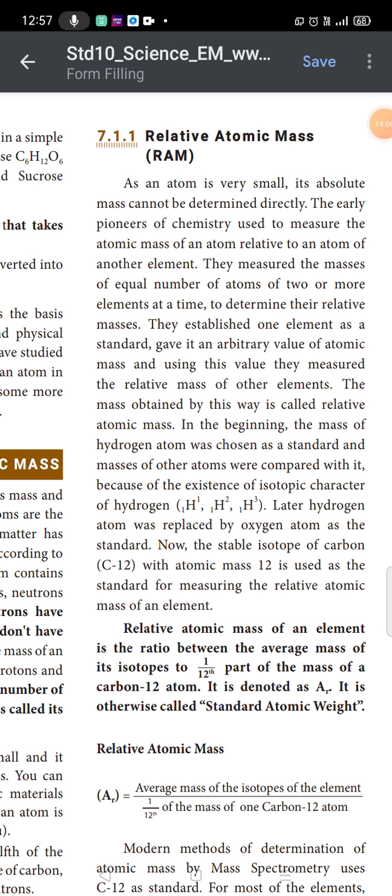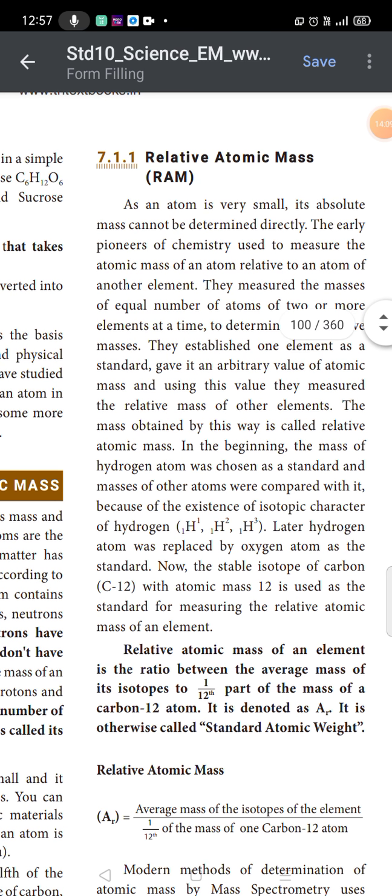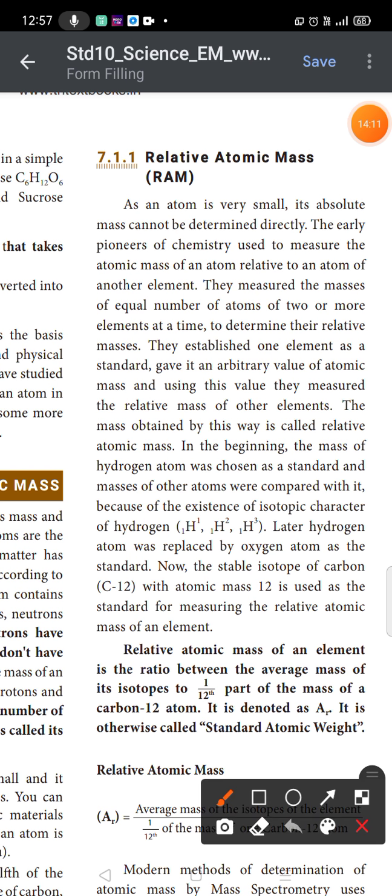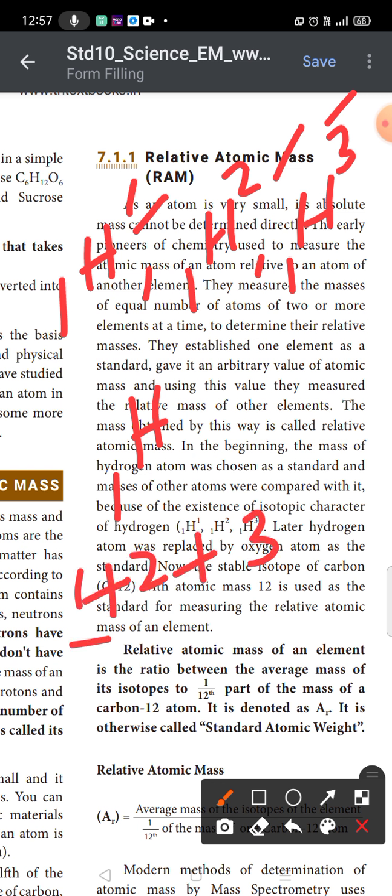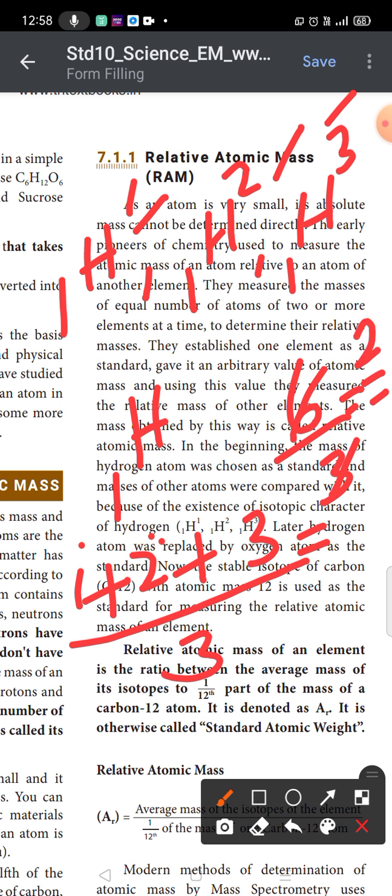The average atomic mass of an element which gives hydrogen isotopes as 1H1, 1H2 and 1H3. But I need only 1H, so take the average mass. Average means we have to add these 3 and divide by 3. So 1 plus 2 is 3, 3 plus 3 is 6, which is 6 by 3, which is equal to 2. This is in the case of hydrogen.